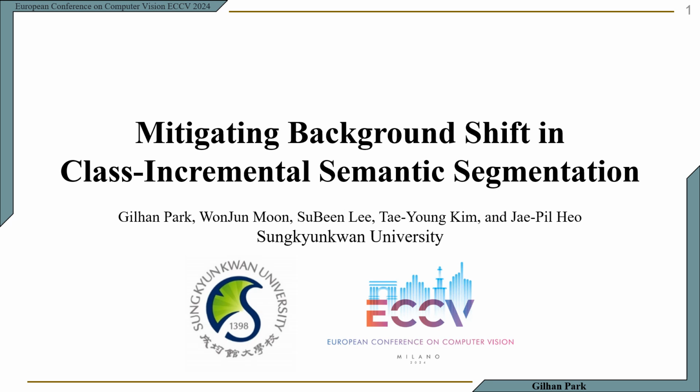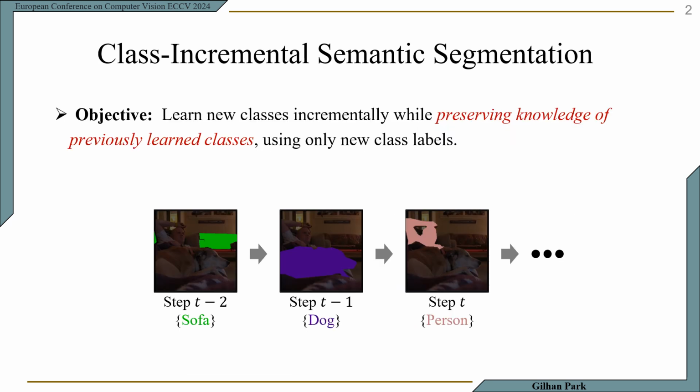Hello, let me introduce our paper, Mitigating Background Shift in Class-Incremental Semantic Segmentation. The goal of class-incremental semantic segmentation is to avoid forgetting previously learned classes when learning new ones. For example, the model should progressively learn classes like sofa, dog, and person while retaining knowledge of earlier classes.